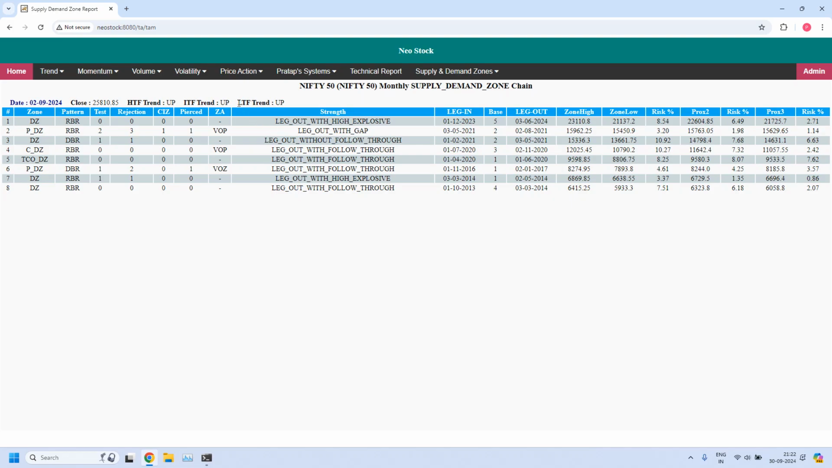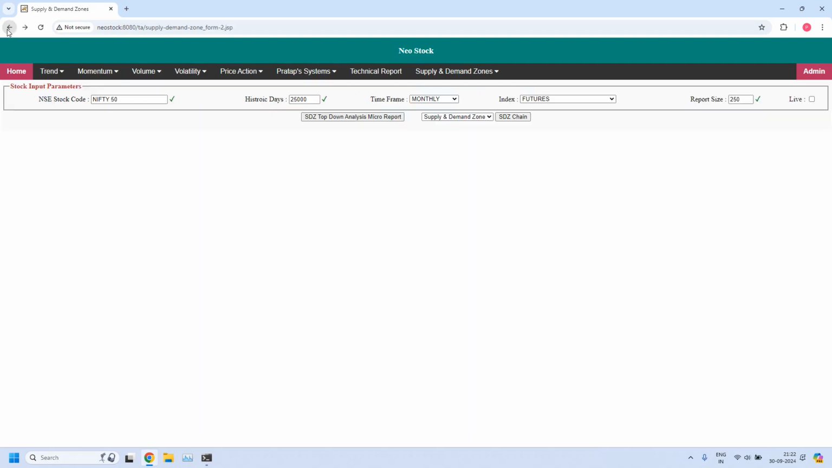And also look into the LTF trend as the trend for the time frame you have currently selected. Currently I selected monthly. So monthly trend is uptrend. This is the way you should understand for the remaining reports. Remaining columns easily you can understand. Now I am going back, changing the time frame to weekly, and I am generating weekly supply demand zone chain for NIFTY.